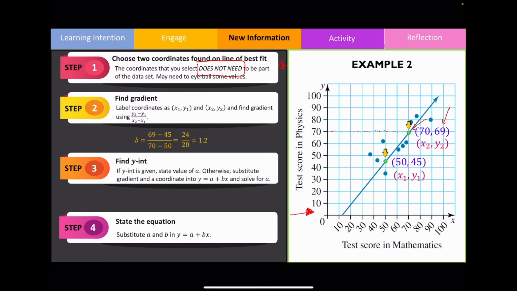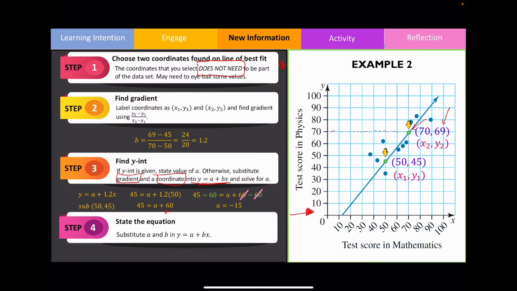To find out the y-intercept, I'm going to substitute the gradient as well as one coordinate into this equation over here. So in this example, I'm going to choose the smallest values. In this case, I'm going to choose 50 and 45. If I substitute the coordinate into the equation, 1.2 times 50 is equal to 60. And now I'm going to solve for a. So I'm going to subtract both sides by 60. And if you do that, then 45 minus 60 is going to be equal to negative 15. So that's going to be the value of our y-intercept.